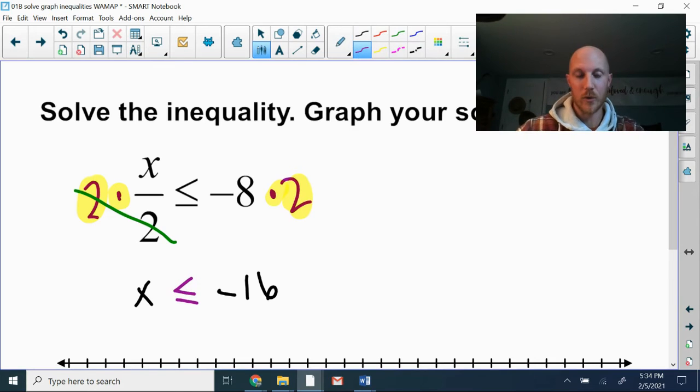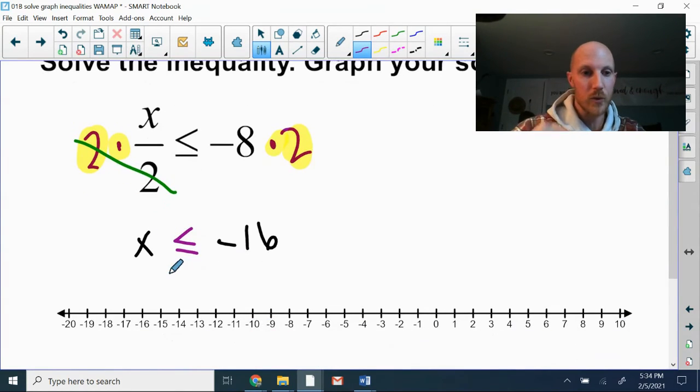It was less than or equal to to start with. It's going to stay less than or equal to. And so now when I graph this, I'm going to put my closed dot at negative 16 and shade to the left for less than.